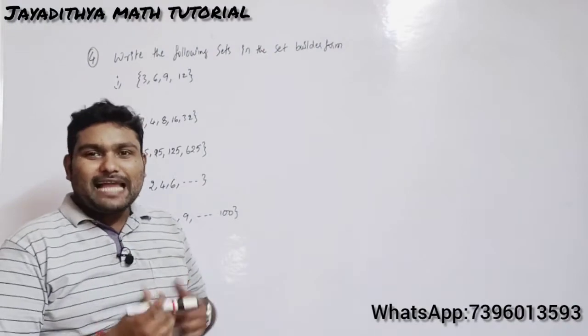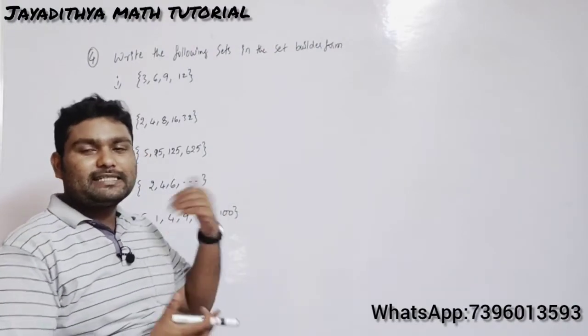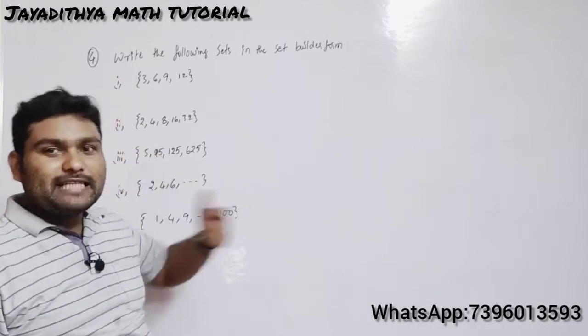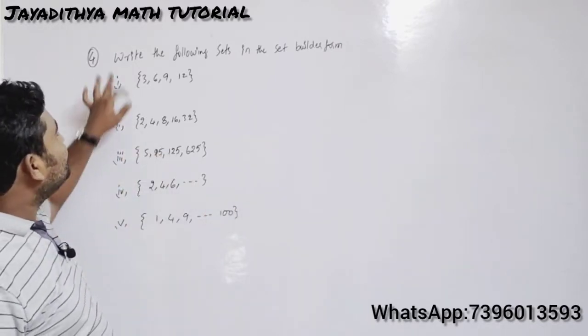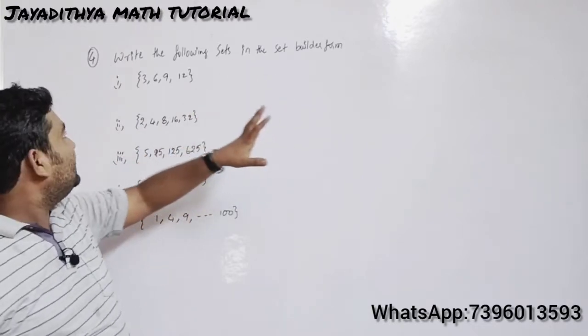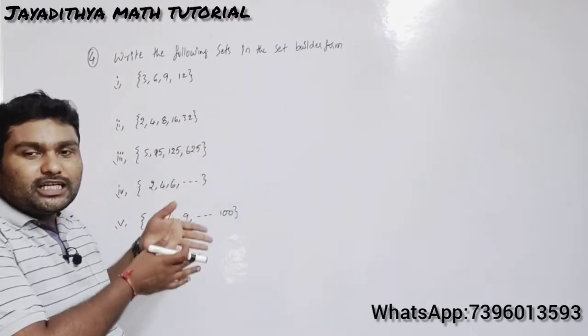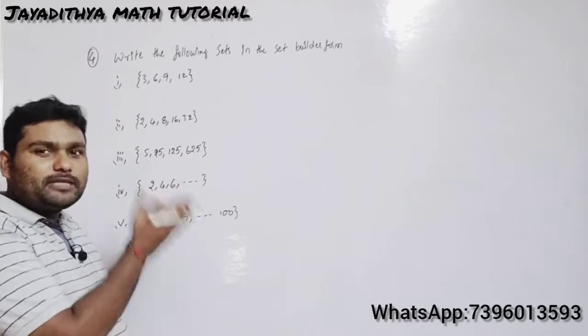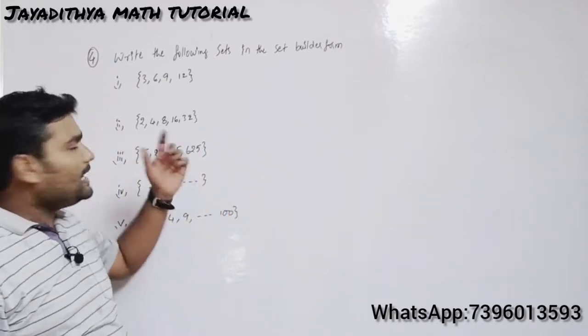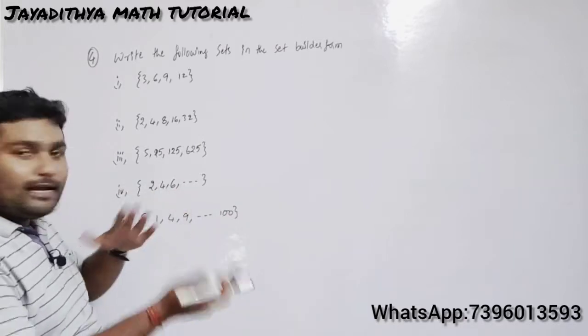In our previous class, we have discussed the first three problems of your exercise 1.1, and in this class we start from the fourth one. What is our fourth question here? Write the following sets in the set builder form. In our third question, we had some set builder forms and we wrote them in the roster form. Here the question is different and opposite to that one.